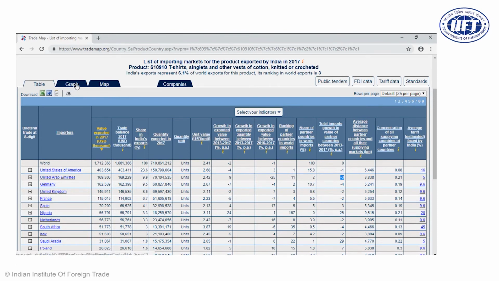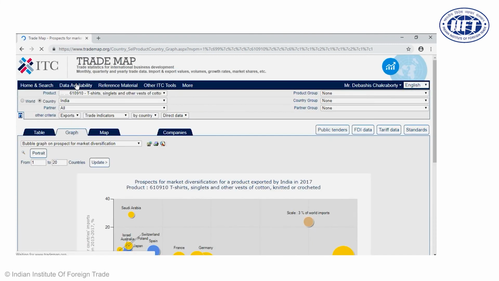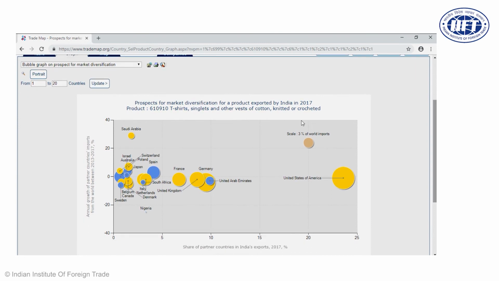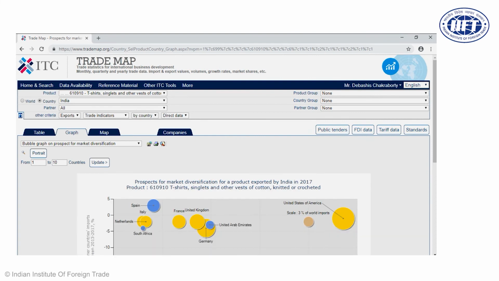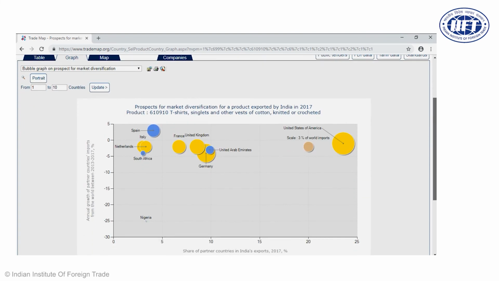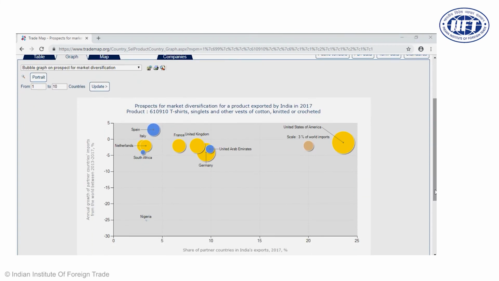What you can do is click on the graph beside the table written here. Clicking on that, we see a graphical output. In the graph, we observe that there are a couple of country bubbles, some yellow, some blue.